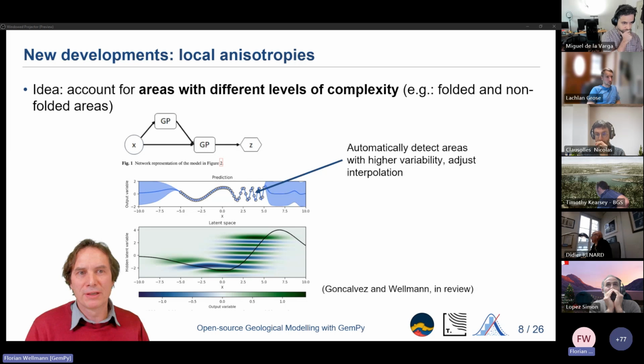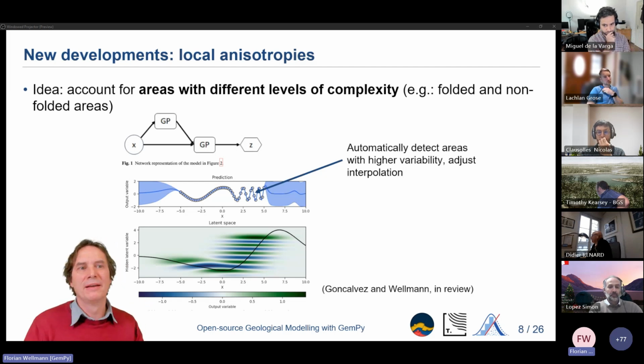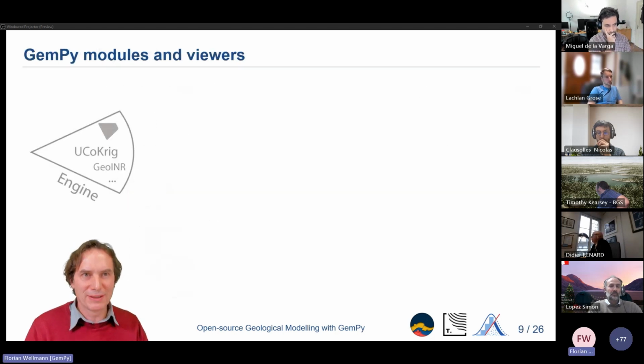So we've been working quite a bit on making this a bit more flexible to allow for areas with different types of complexity, let's say. Here's a paper that is currently in review where we do this on the basis of variational Gaussian processes. Small detail and look out.